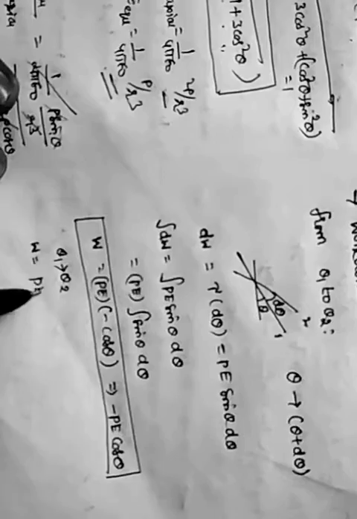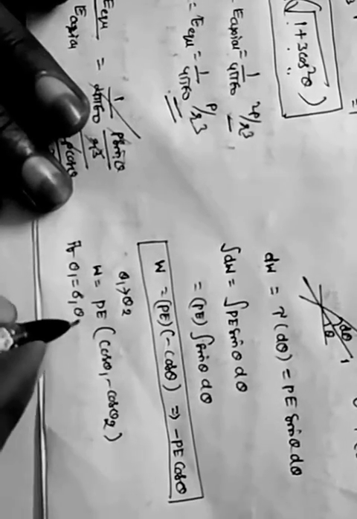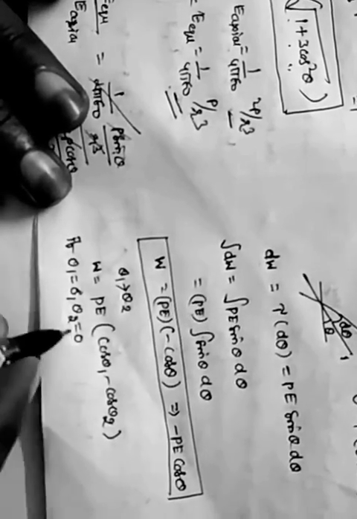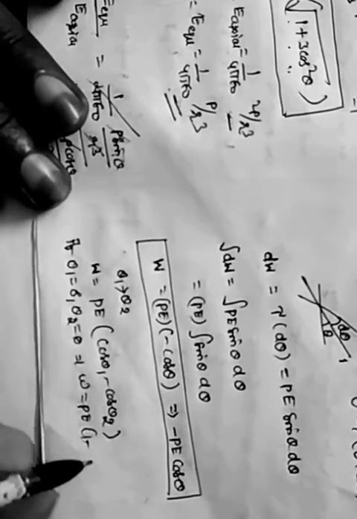Now, if it is rotating from theta 1 to theta 2, the work done is equal to PE, with the integration limits applied. Then you can write it like this: PE into cos theta 1 minus cos theta 2. If theta 1 is equal to 0 and theta 2 equal to theta, then W equals PE into 1 minus cos theta.